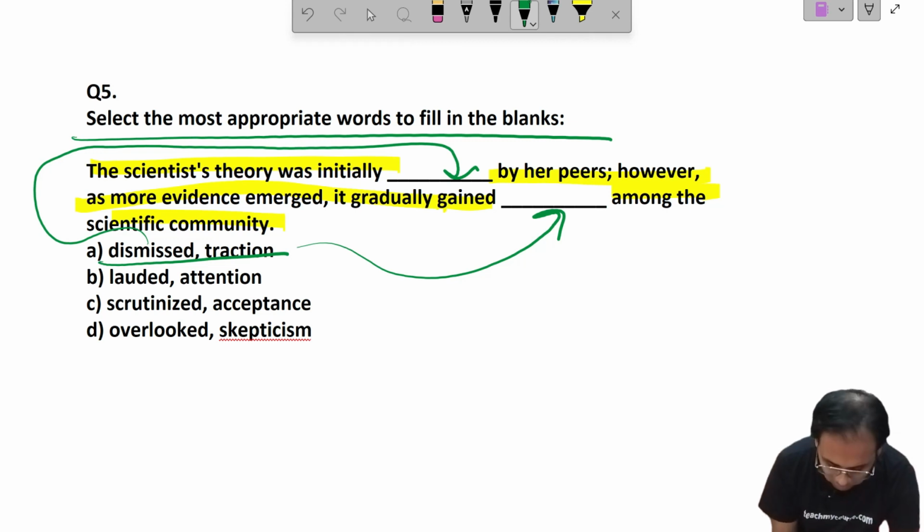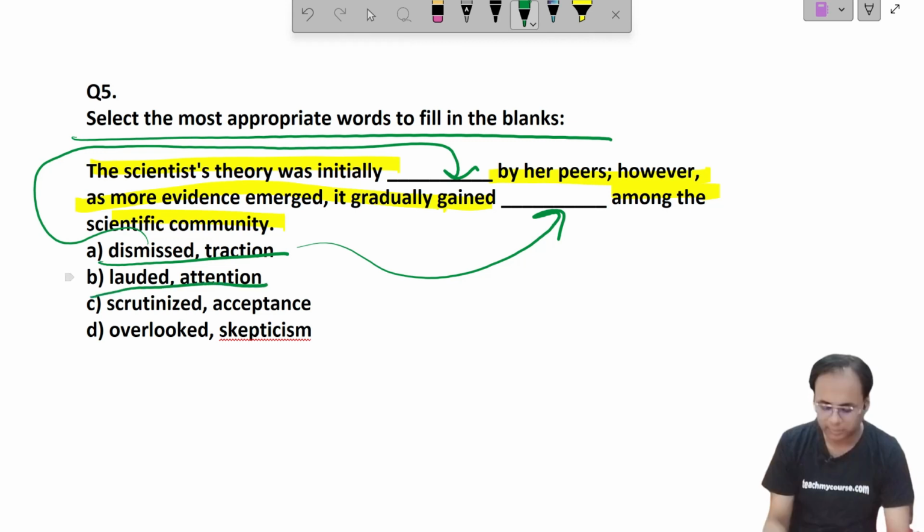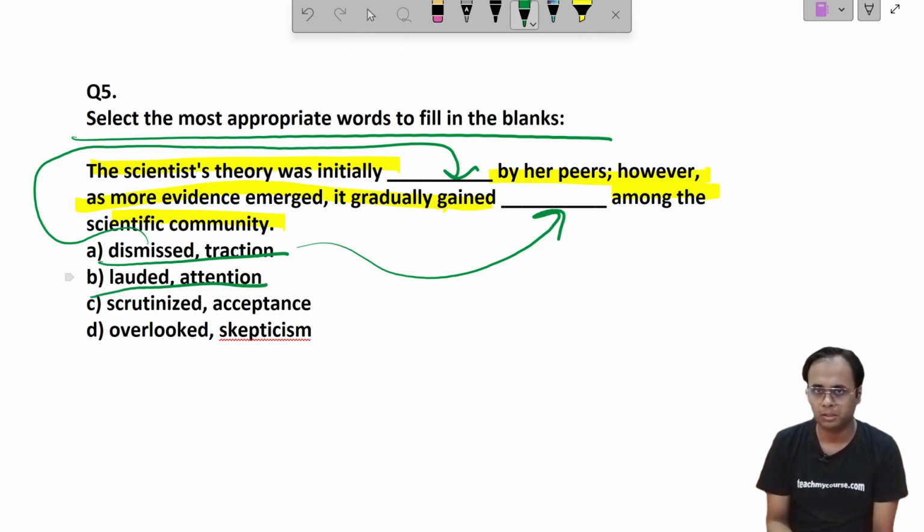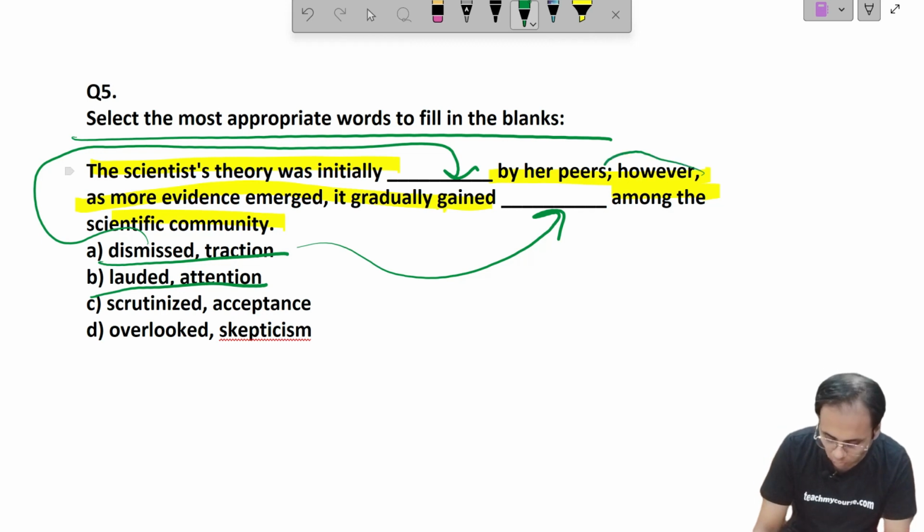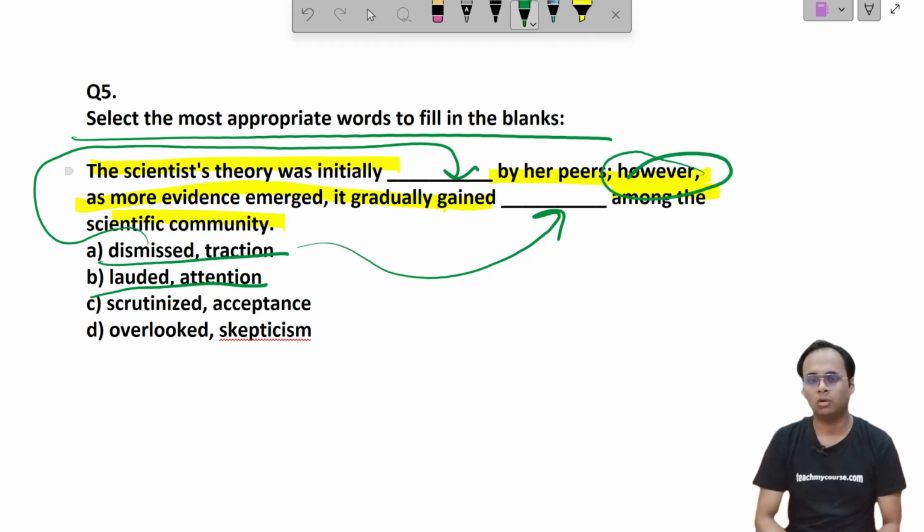Second option we see, lauded and attention. So the scientist's theory was initially lauded by her peers. No, it cannot be lauded initially by the peers, because the word however gives a contradictory view. Okay, and we know in the second half of the sentence it actually gains support from the peers, because of the emerging evidences.